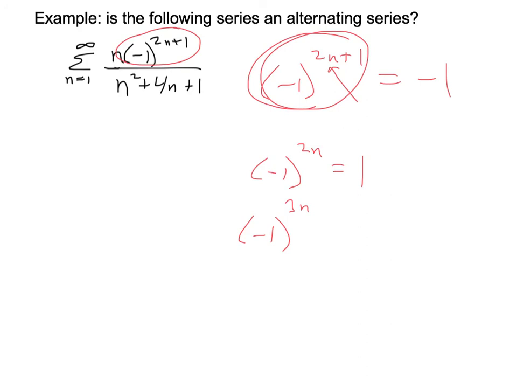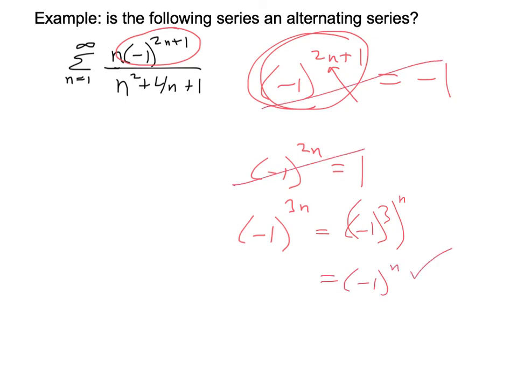The answer is yes, because when you put in an odd, the power is going to stay odd. You put in an even, it's going to become even. Another way of thinking about that is that you could rewrite this as negative 1 cubed to the n, which is basically negative 1 to the n. We can see that this is going to alternate, whereas these two up here are not going to alternate. So just be aware of that as you look at these problems and at things that might appear to be alternating.